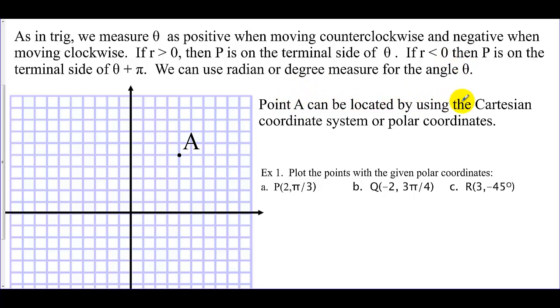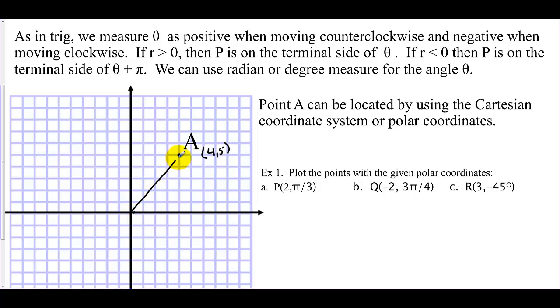Point A can be located by using the Cartesian coordinate system or polar coordinates. So we have this point A, and it is at 1, 2, 3, 4, 1, 2, 3, 4, 5. So it's at point (4, 5). And that's the Cartesian coordinates for point A. We could also find A by using the polar coordinate system.